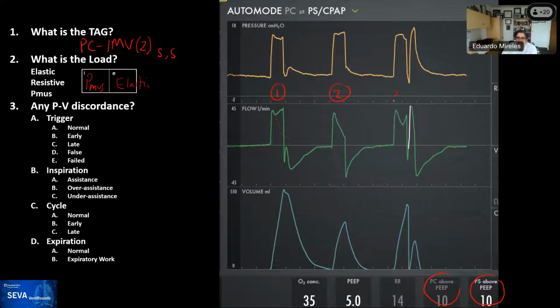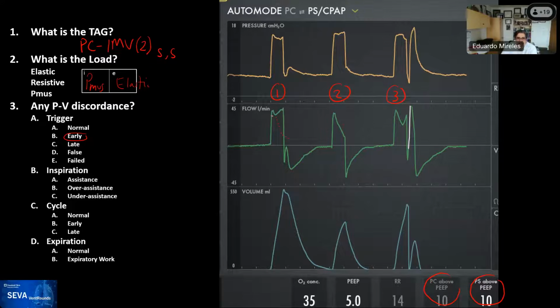So you have the classic feature of a mandatory breath, and we know it's mandatory, and remember, each ventilator is different, but this one will show us if the ventilator is interpreting that this is the patient triggering, it will change color, and you will see here, for example, it's a flow trigger, and you can see the white line on the third breath at the end of that.